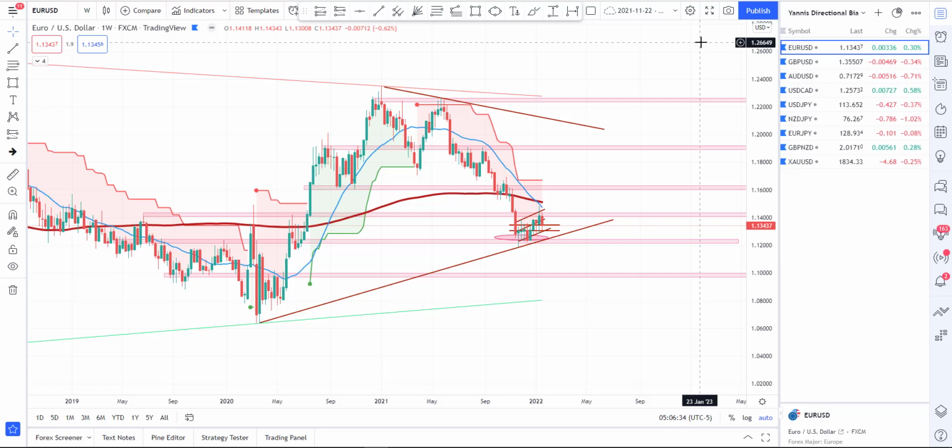So without any further delay, allow me to start with the first currency pair that we are going to have a look at, which is the euro dollar. Here is the chart, the weekly chart of the euro dollar. Those of you who have watched previous presentations know all the history about how the euro dollar has moved for the past months.